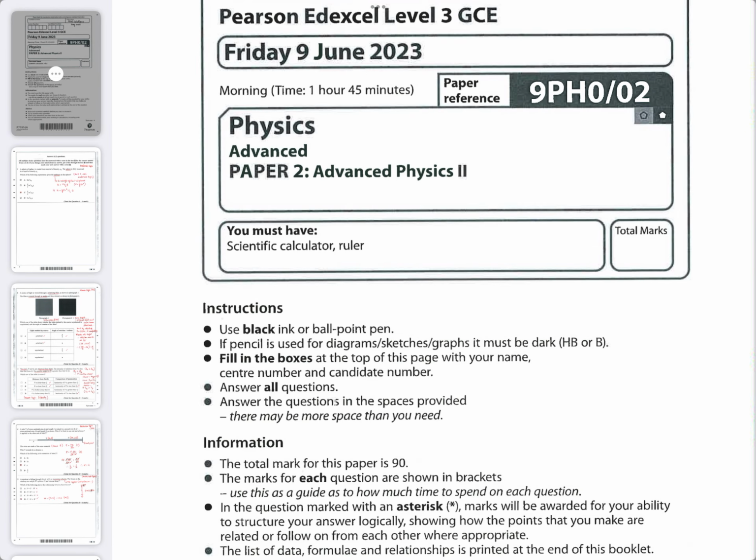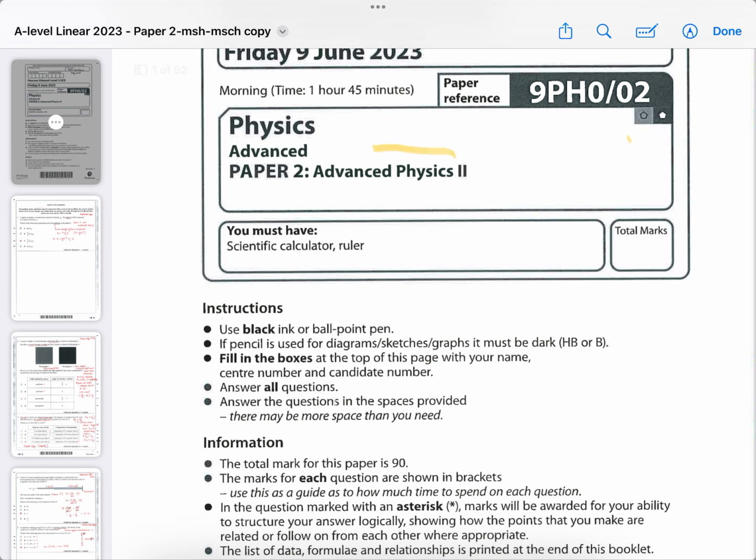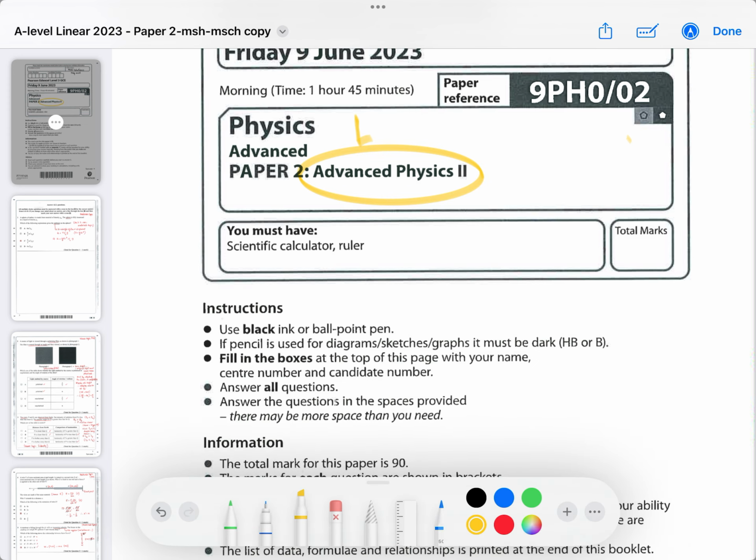Okay, this is part 2 of this run through for the Pearson Edexcel linear exam for physics advanced level, paper 2. So it's called Advanced Physics 2. Advanced Physics 2 in the linear has the same content as the International A-level, Unit 5. The year 13 topics are the same. The difference is the advanced physics includes year 12 topics on waves and materials.